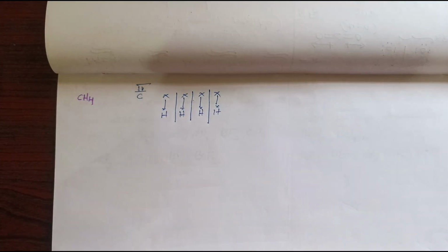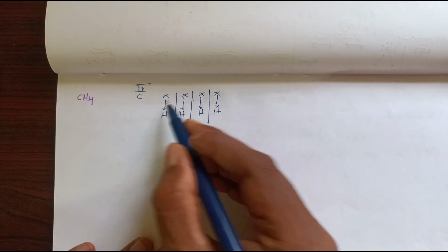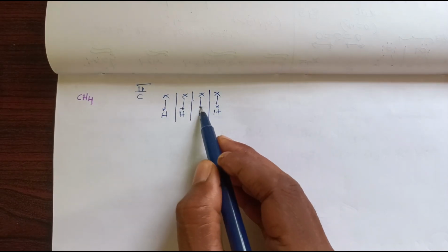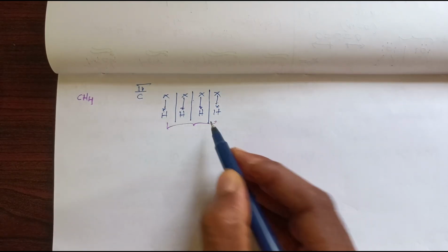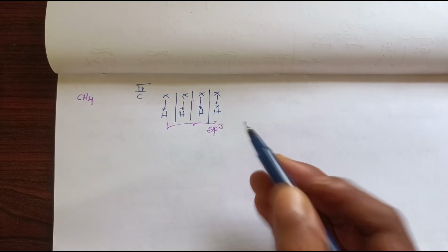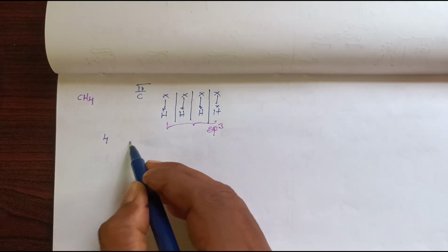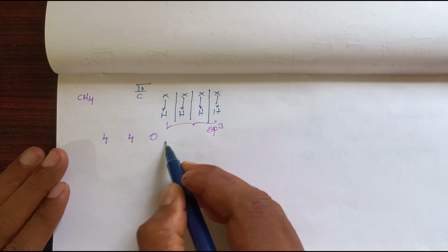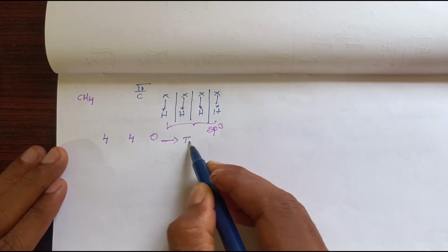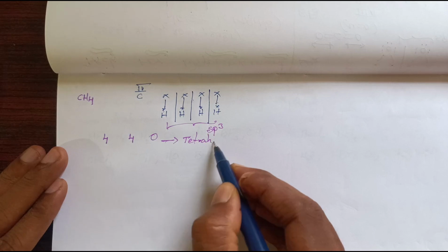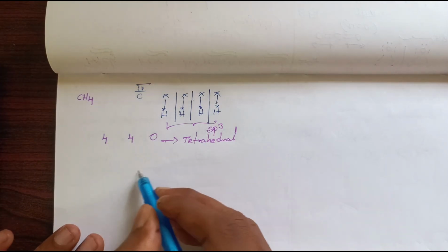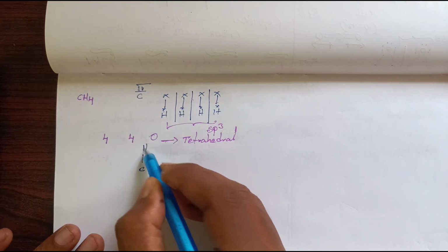Now, what is the hybridization? S, each pair considered as each orbital. S, P1, P2, P3. So, what is the hybridization here? sp3 hybridization. Total pairs 4, bond pairs 4, lone pairs 0. Any lone pair is there? No lone pair. In this condition, the shape of the molecule is tetrahedral. Tetrahedral arrangement existing like this.